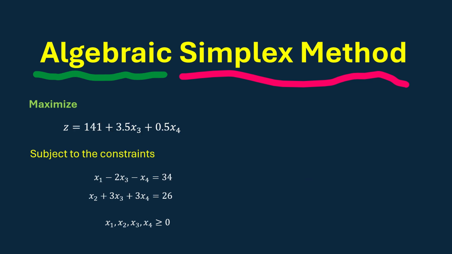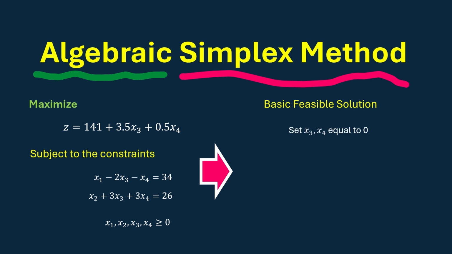To get the basic feasible solution, we can set x3 and x4 to 0, and then from the constraints we can get x1 is equal to 34 and x2 is equal to 26. Now, after plugging these values into the objective function, we get z is equal to 141.